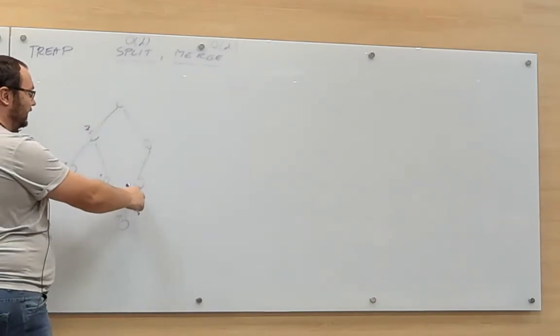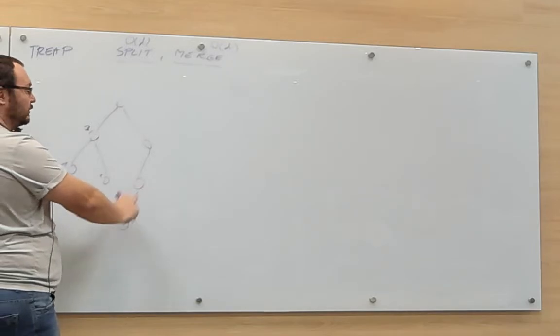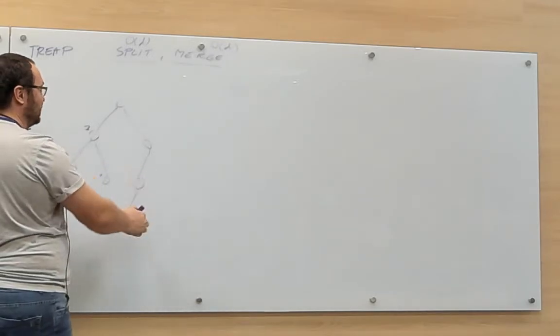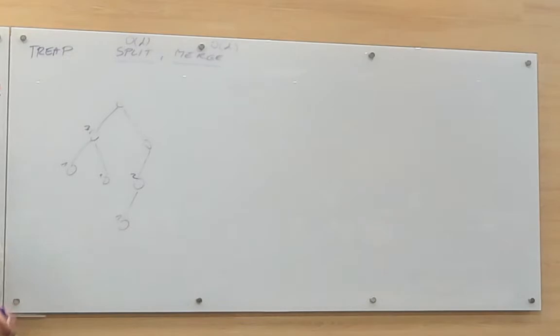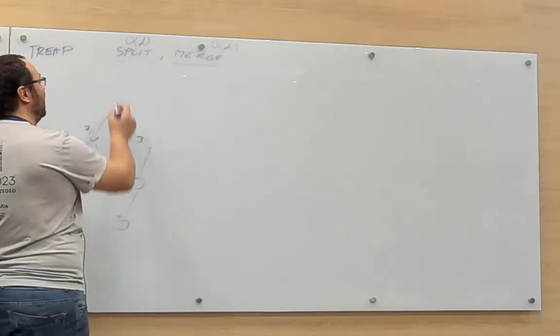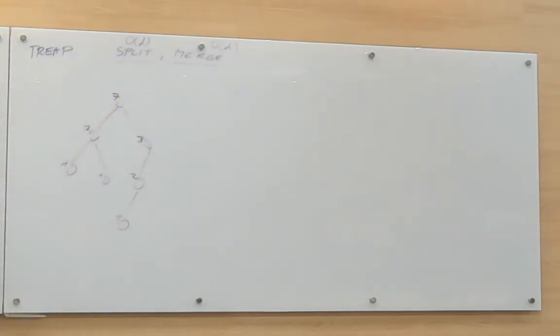This one will see that my left child has a subtree of size 1, there is no right child, there is myself, so my tree has size 2. This one will see that my size is 3, this one will see that my size is 7. What is the use of this information?